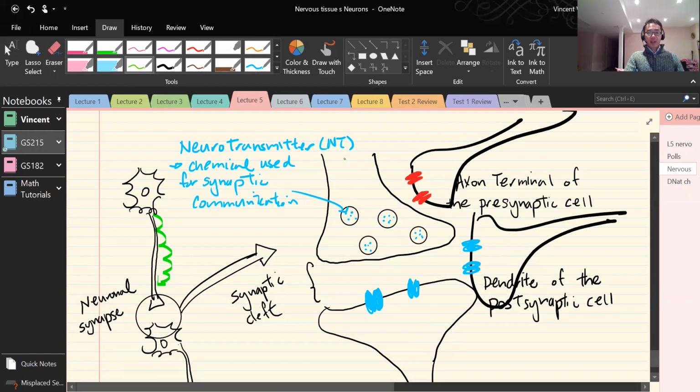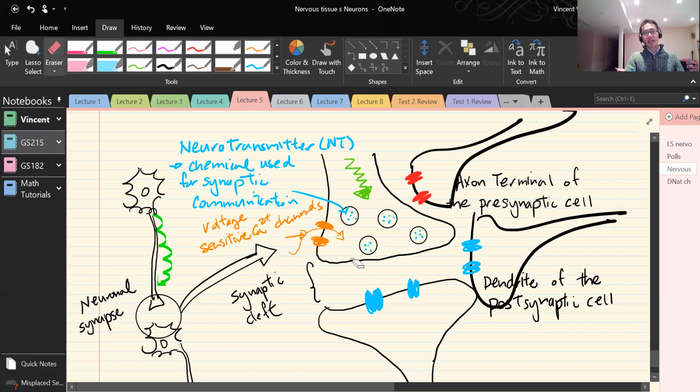So the action potential will eventually arrive at the axon terminal, and at the axon terminal we have these calcium channels. These are voltage-sensitive calcium channels. What happens is when the signal arrives, the calcium channels will open, and then the calcium will go in.